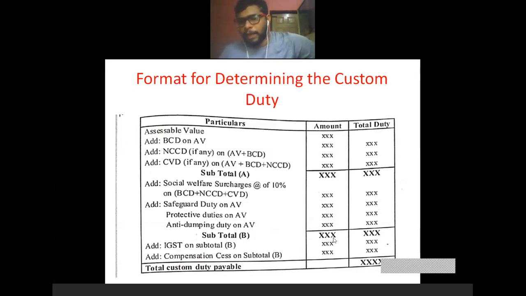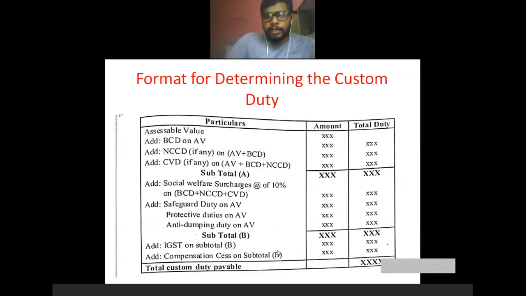That total, part B, again is different here and there, because here only taxes are included, but here assessable value is also included. Then IGST, integrated goods and services tax, is calculated on subtotal B. Subtotal B means you calculate on this amount, not on that amount, only on this value. Then compensation cess is not applicable for all goods, but only for a special category of goods, which I will tell you. Compensation cess again you calculate on subtotal B, this value. Finally you get the total custom duty payable.